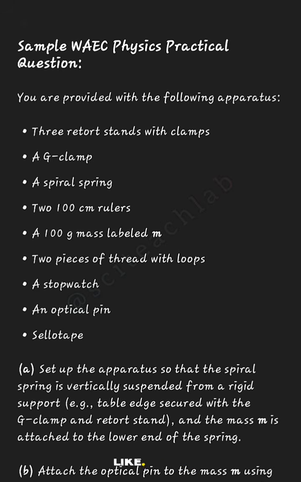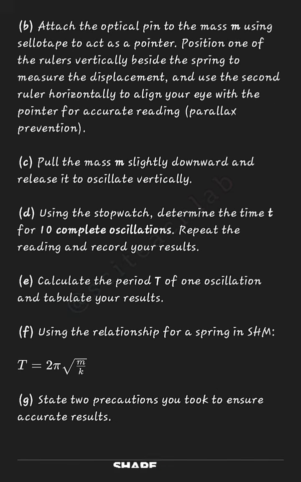All right, so that's the instruction, and then you go ahead and attach the optical pin to the mass M using sellotape to act as a pointer. Position one of the rulers vertically beside the spring to measure the displacement, and use the second ruler horizontally to align your eye with the pointer for accurate reading. Parallax prevention. Then pull the mass M slightly downward.